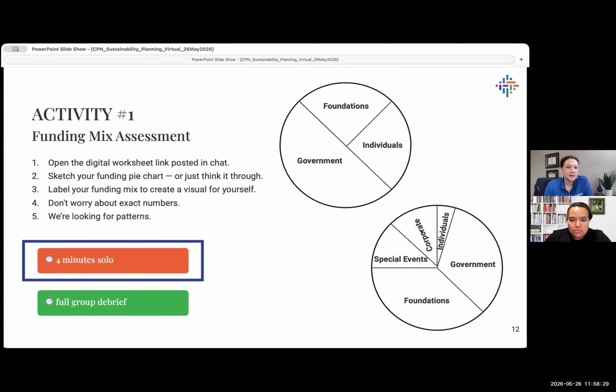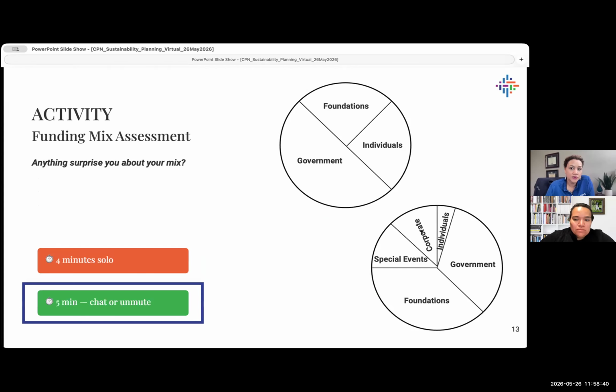Anyway, there's a funding mix assessment in there for you to do on your own and look for those patterns and try to think about where you need to diversify your portfolio.